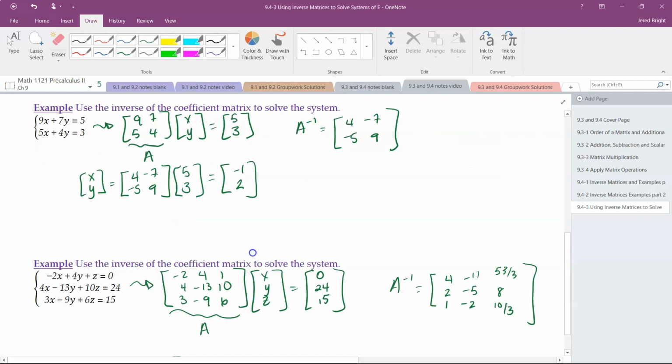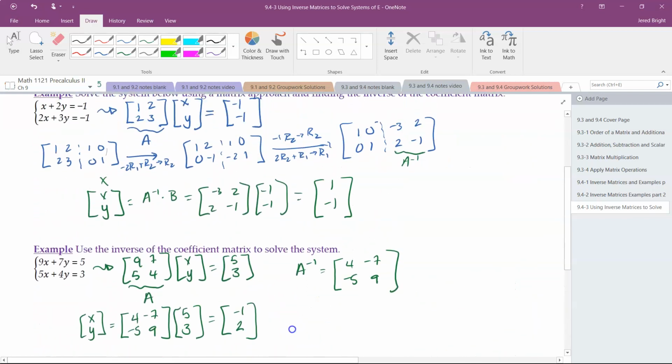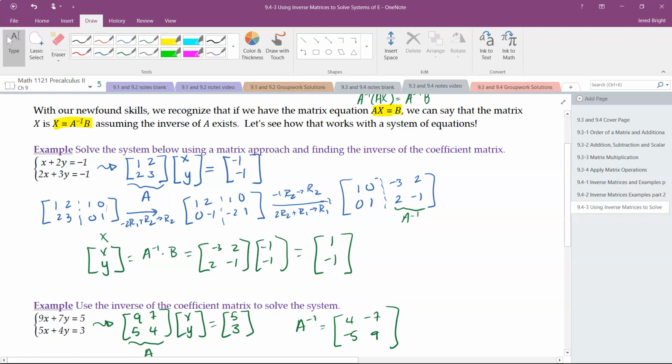So that's another example for you to do on your own and verify your skills. Overall, the idea with solving a system using this inverse matrix approach is that we write out the coefficient matrix, our variable matrix, and then the solution matrix, and then apply the inverse of the coefficient matrix to both sides to solve the system.